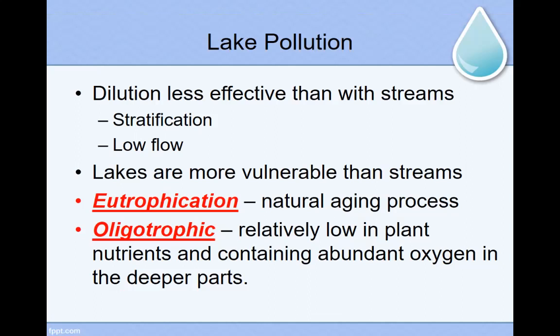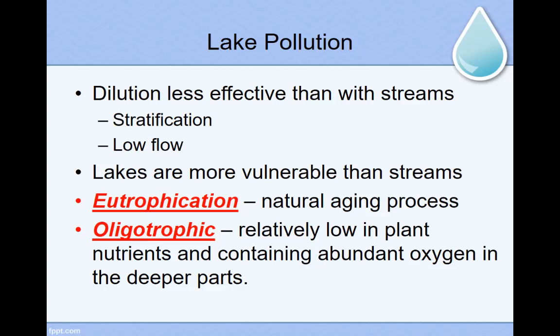Why? Because we have stratification, there are different layers. And the movement is really slow because it's a lake or a standing body. So, as such, lakes are much more vulnerable to pollution than streams are. So, we have this process known as eutrophication, which is a natural aging process of a lake over time. But we have to be careful about causing problems in that eutrophication because of over-nutrientation. Is that a word? Nutrientation? Over-nutriating the waters, which can cause the growth of those algal blooms.